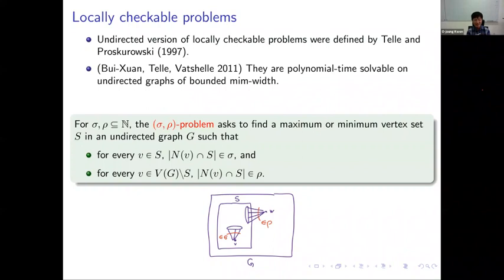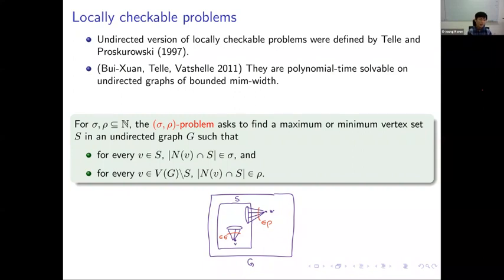So in the middle, I have some open problems. Okay. So in the rest of the talk, I will discuss what locally checkable problems are. Telle and Proskurowski in 1997 defined the locally checkable problems for undirected graphs. One of the important results about them is that the problems are all polynomial time solvable on graphs of bounded mim-width, proved by Bui-Xuan, Telle and Vatshelle in 2011. So the locally checkable problems are divided into two classes.